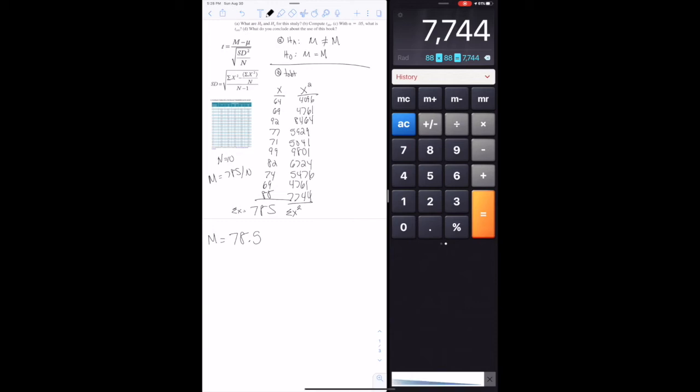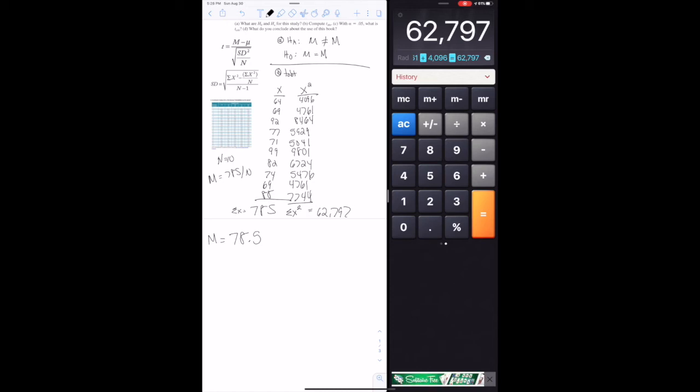So now we're going to sum this up, and the sum of this column will give us sigma x squared, which we can plug into our formula. We're going to work from bottom to top. 7744 plus 4761 plus 5476 plus 6724 plus 9801 plus 5041 plus 5929 plus 8464 plus 4761 plus 4096 equals, it's big numbers, 62797, sigma x squared. It's really unfortunate that these are so big.